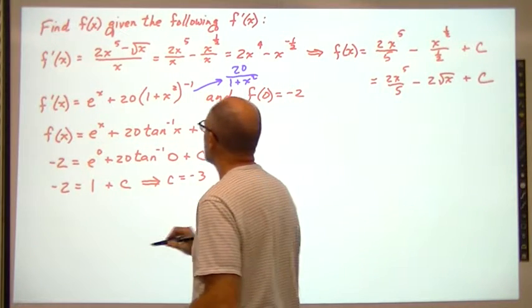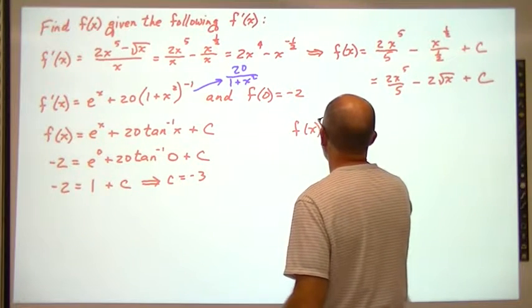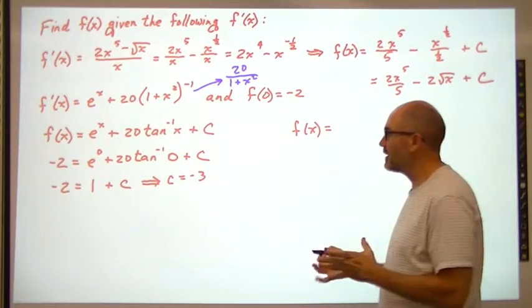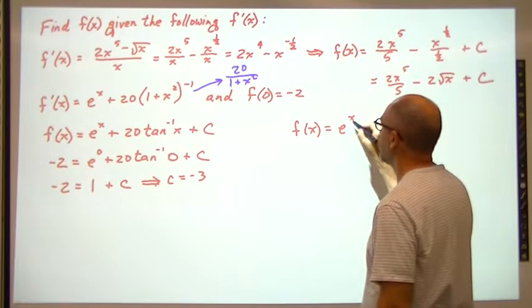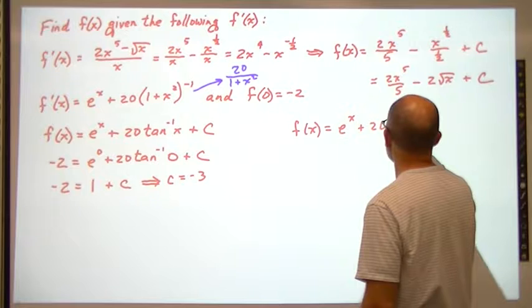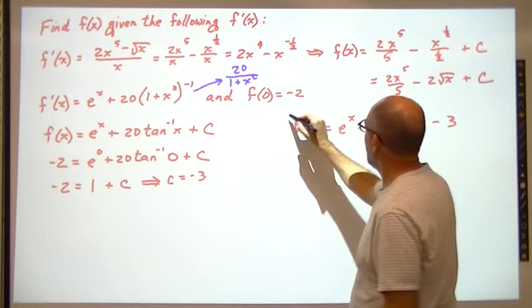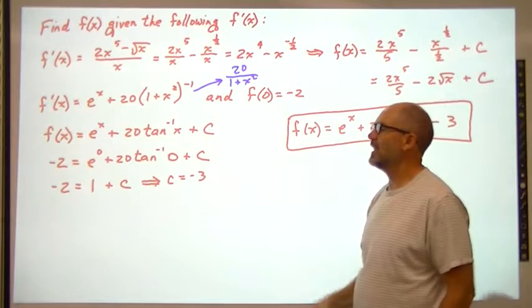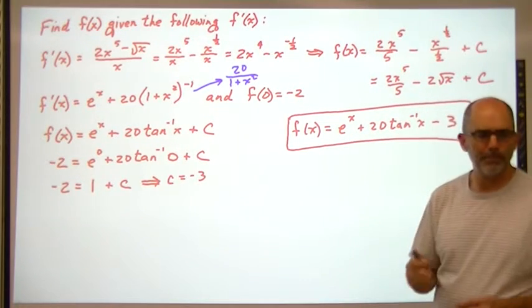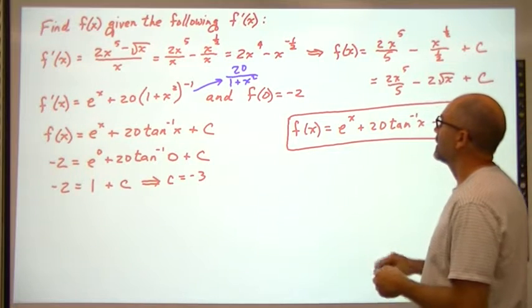So now I go back up to my original function, and I now say f of x. We don't have a c in it anymore. There's no general constant because we solved for the general constant. So f of x equals e to the x plus 20 inverse tangent of x minus 3. That's my final function, and I don't need the c because I solved for c. Okay, let's see, yeah, that's actually what the book got too. Okay, that's happy.